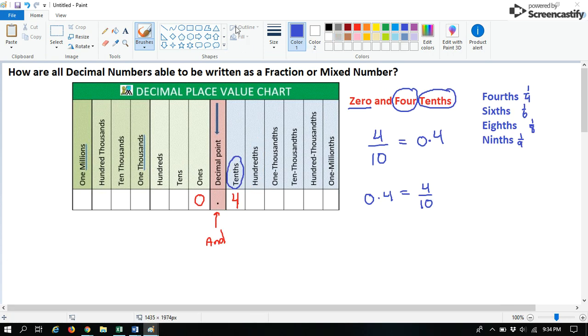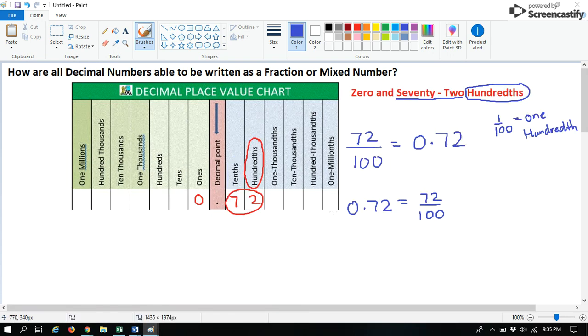Now the last thing that I'm going to show you: oftentimes people associate decimals with money. So for example, in this example, 0 and 4 tenths, think about the coin that represents 10. Those are dimes. So you have 4 dimes here. That means we have $0 and 4 dimes, which is 40 cents, which is also the same thing as $0 and 40 hundredths. That means you have 40 cents out of 100.